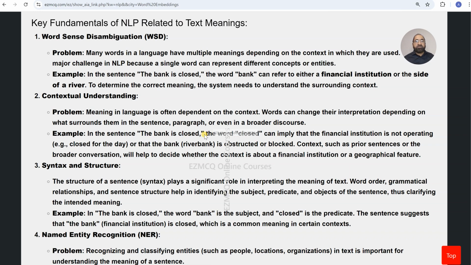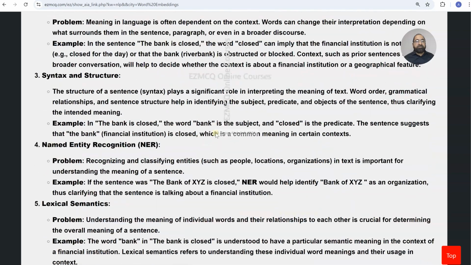The bank is closed. Does it mean that the financial institution is no longer operating? So the first one was a disambiguation, other is in the context, or maybe it is closed for the day. So that's another option. And the river bank is obstructed, which could be linked with the previous one also. Then is the syntax and structure. The bank is closed, the word bank is the subject and closed is the predicate. So that is the syntax and structure.